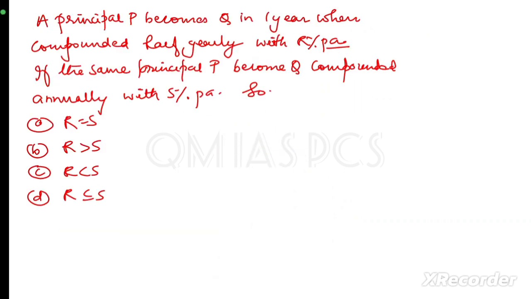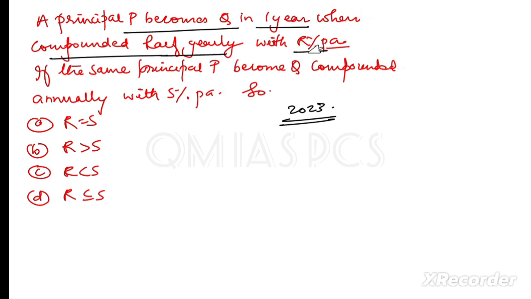This is from UPSC 2023. Very logical question it was. It is given that a principal P becomes Q, any principal will become Q, and Q is that amount, in 1 year, when compounded half yearly with R% per annum. And if the same principal P becomes Q compounded annually with S% per annum, we have to consider what is the relation between R and S.